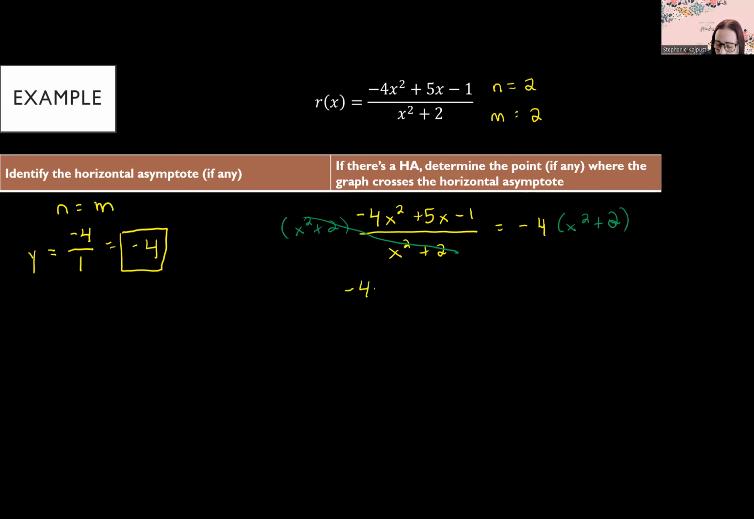So I have negative 4x squared plus 5x minus 1. And on the right, I need to distribute. Negative 4 times x squared is negative 4x squared, and negative 4 times 2 is negative 8. We're trying to find, is there an x value where we're crossing the horizontal asymptote? So we're solving for x here. If you have a quadratic, you need to put everything on one side. So I'm going to start by adding 4x squared to both sides, moving the x squared on the right to the left, since I like to have mine on the left.